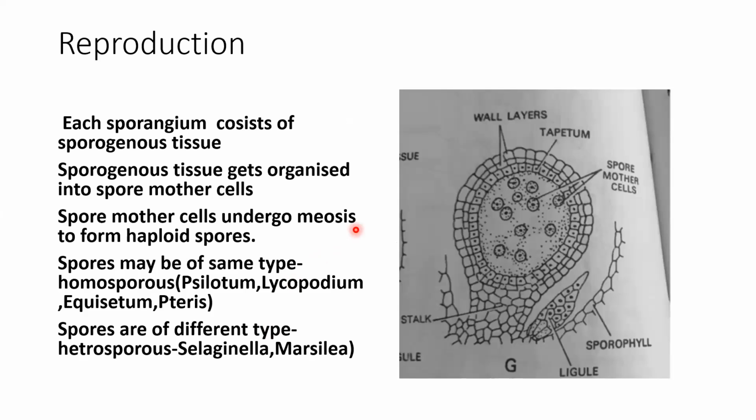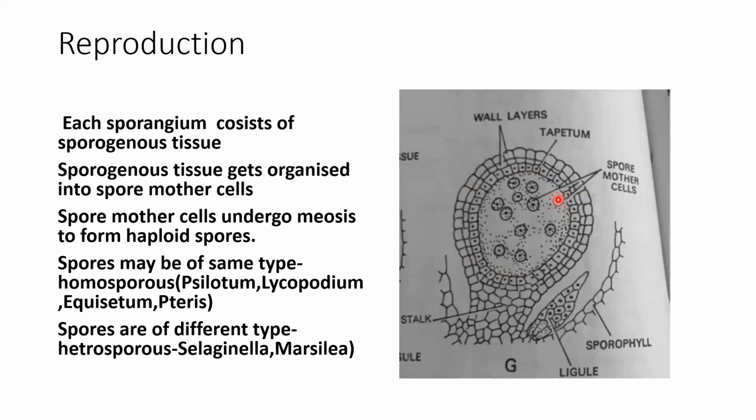Now, we have already discussed in the last video, part 1 of general characters of Pteridophyta, that sporangia are borne on the leaves, and leaves bearing sporangia are called sporophylls. And if we see the structure of each sporangium, it is bounded by a jacket called the sterile layer, and this is the tapetum layer, which is present inner to the wall layer, and it helps in nourishment of the spore mother cell. The spore mother cell undergoes meiosis to form haploid spores.